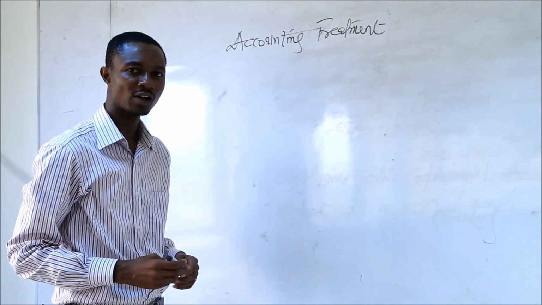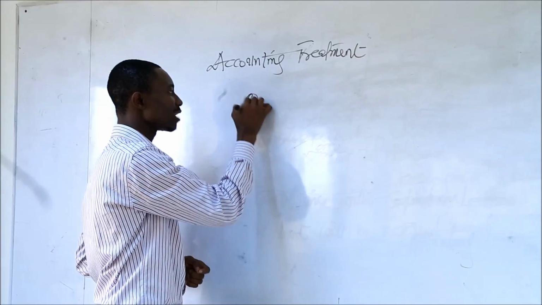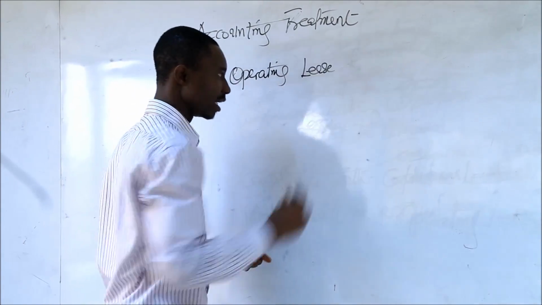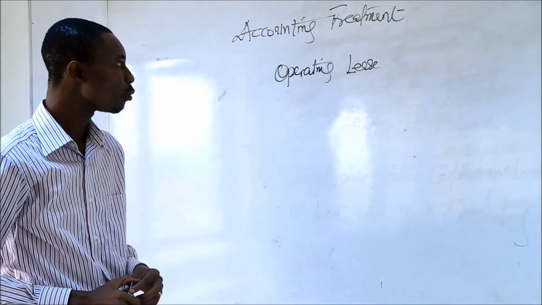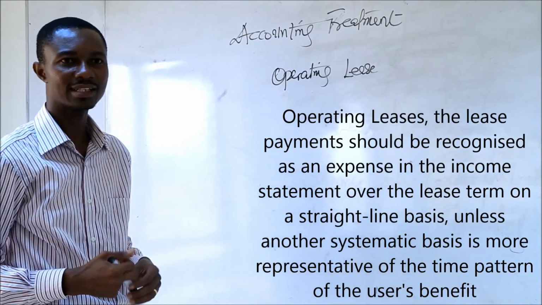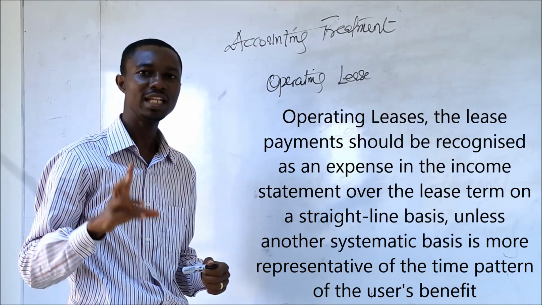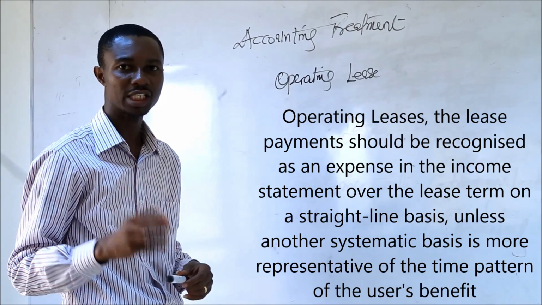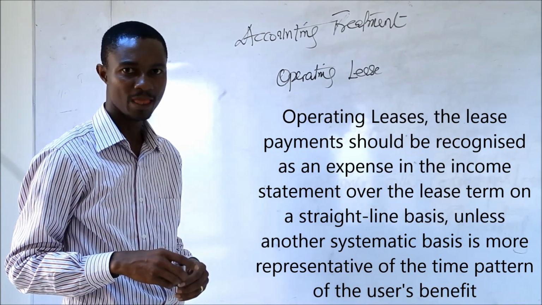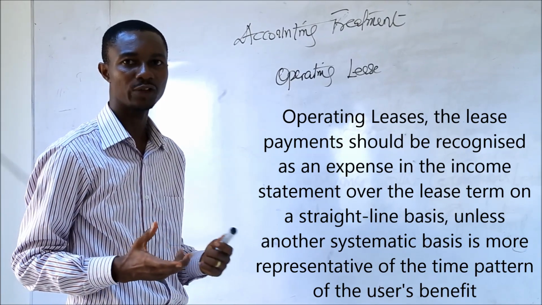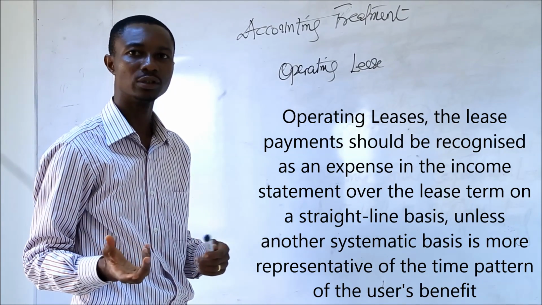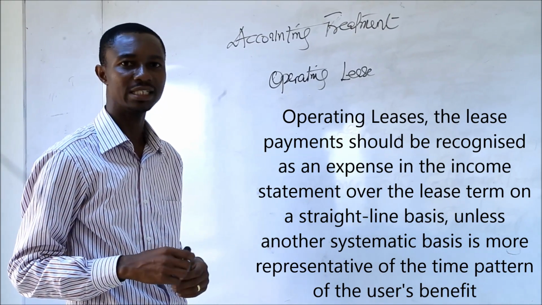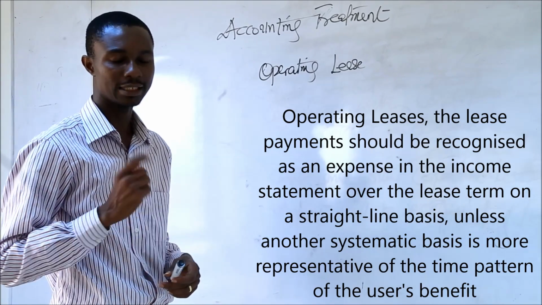Alright, let's look at the accounting treatment. We'll first start with an operating lease. Operating lease, because this is quite straightforward. With operating lease, what we do is that the annual lease rentals are written off as an expense to the income statement in the year when it is incurred. So normally the total amount of the lease agreed upon would have to be recognized in the income statement on a particular basis, normally a straight line basis, and it is written off to the P&L.